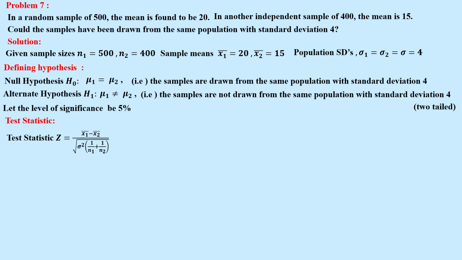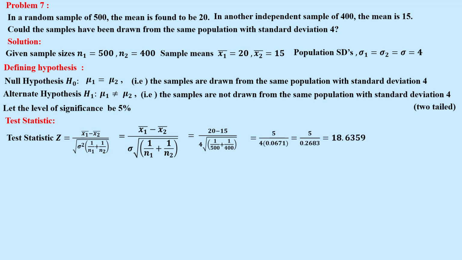Test statistic Z is equal to x1 bar minus x2 bar divided by root of sigma square into 1 by n1 plus 1 by n2. Substituting the values, 20 minus 15 divided by 4 into root of 1 by 500 plus 1 by 400. So you will get 18.6359, the calculated value. Tabulated value at 5% level is 1.96.